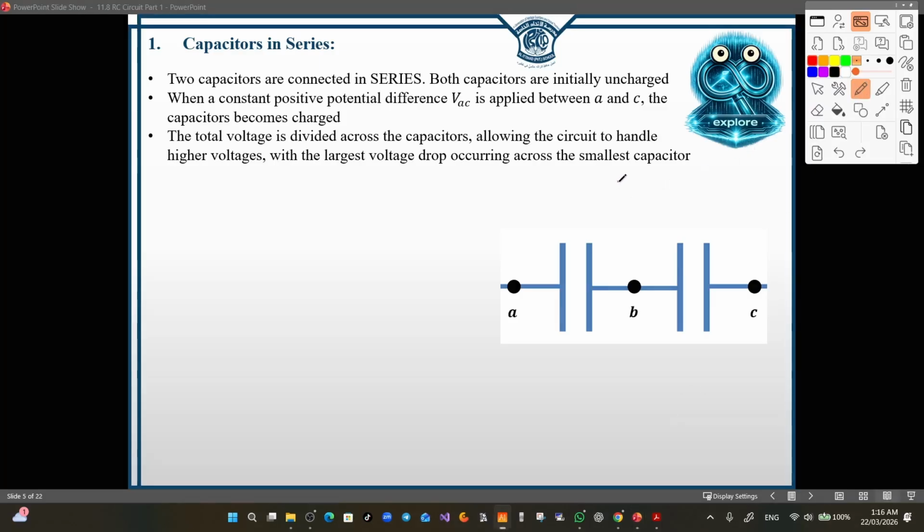Now, the potential difference across a capacitor can be written as Q over C. So the higher the capacitance, the lower the voltage will be. Whenever we apply a potential difference VAC, and let's assume this capacitor here is larger, then the potential difference here will be less. So we can deduce that VBC is less than VAB in case capacitor 2 is greater than capacitor 1.